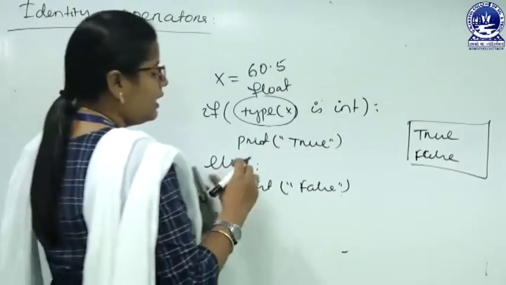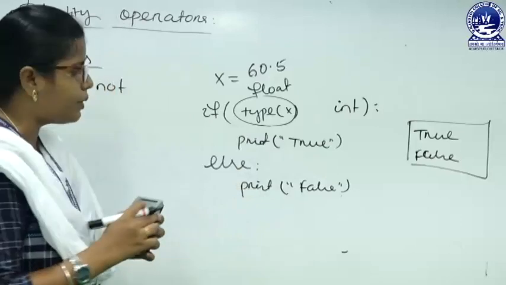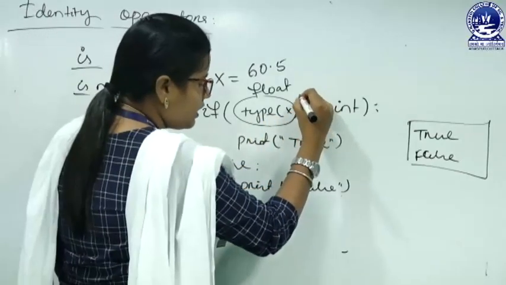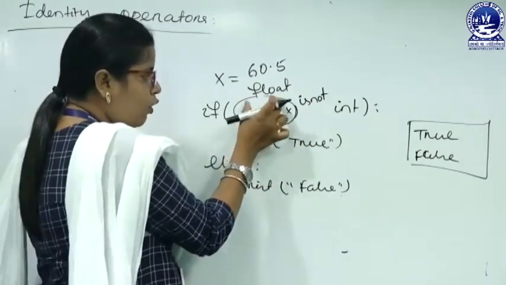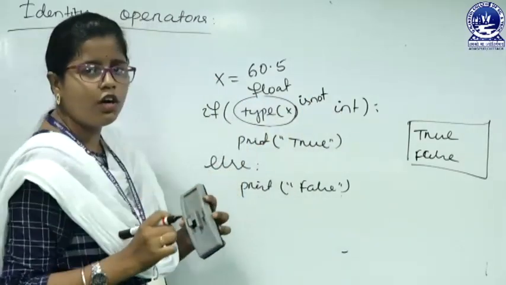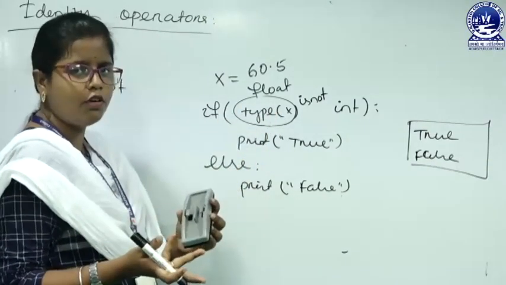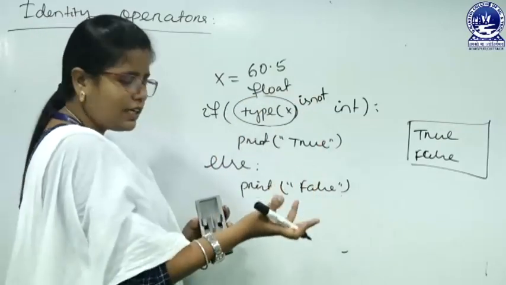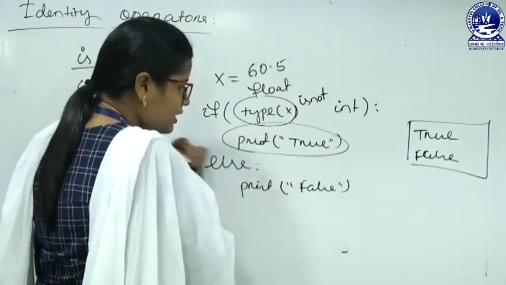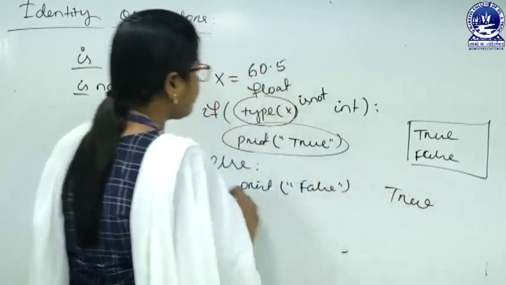But here if I am changing the operator, the identity operator, to is not. If I am writing here is not, float is not int, true or false? True, because float is not int, float is float. How can float be an int? Then float is not int, that is true. Then what will get executed? The if block, the output will be true.